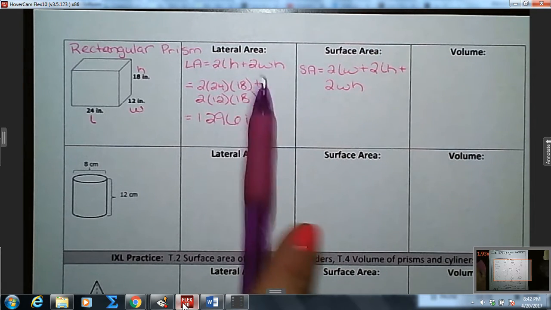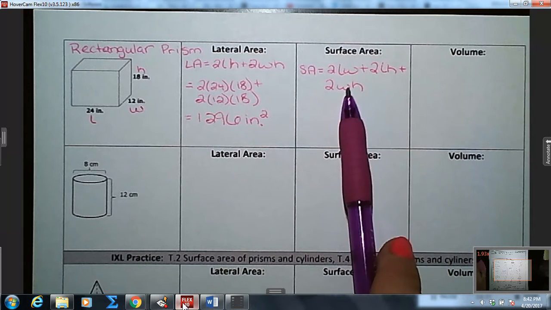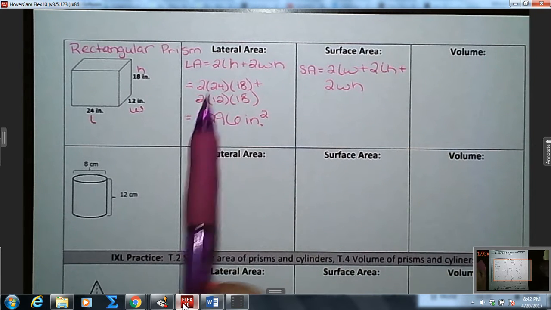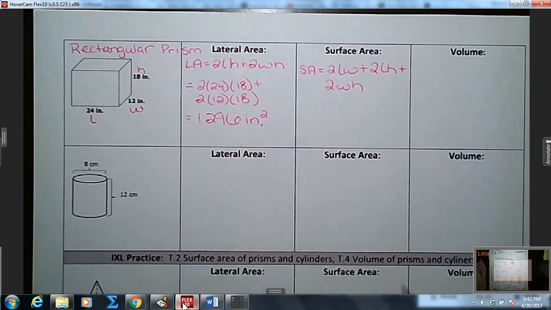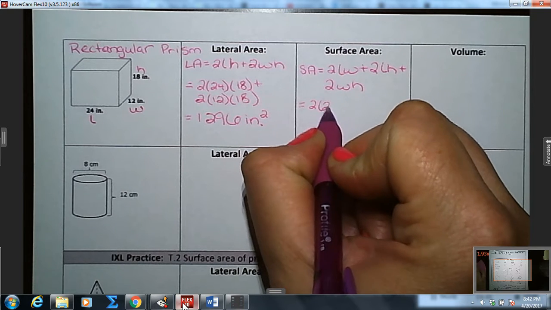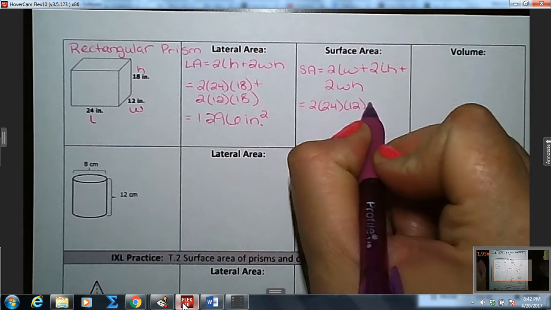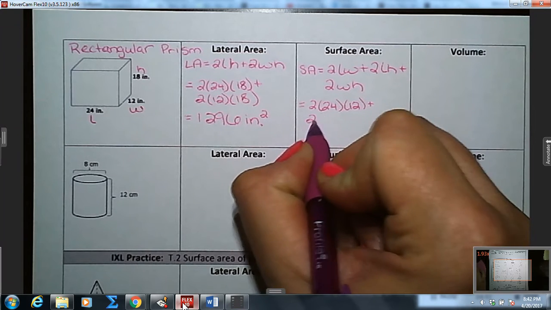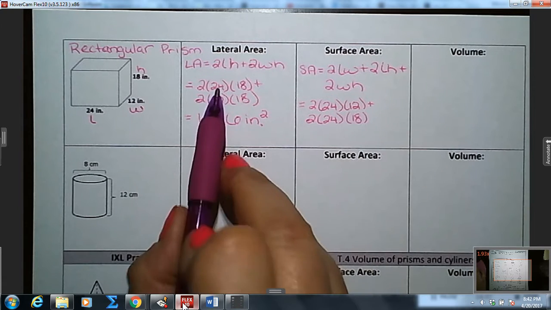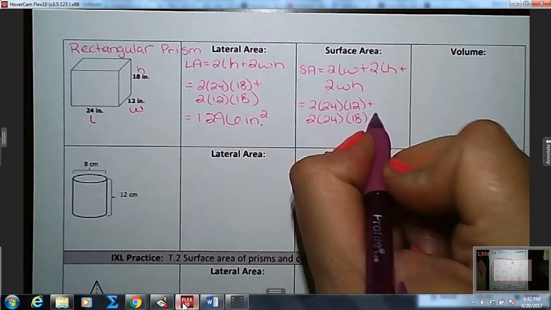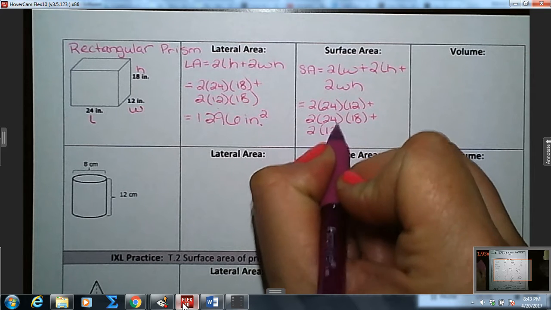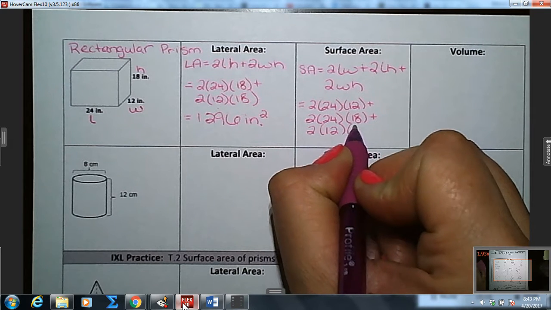Now, remember, we just did the lateral area, which is the last 2 parts of this formula. So we could fill out all the pieces. There's nothing wrong with that. I think I'll do it that way. So it will be 2 times length, which is 24, times width, which is 12, plus 2 times length, 24, times height, 18. Those are the same two we ran in the lateral area formula. And now I'm going to add in the two bases: 2 times the width of 12 times the height of 18.